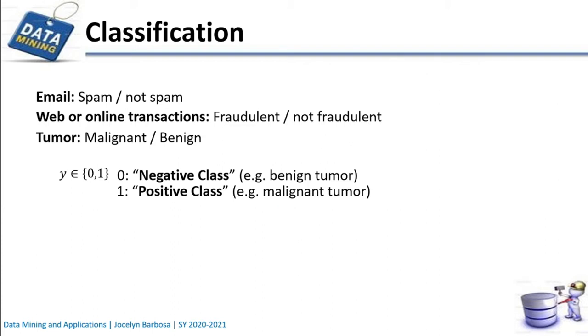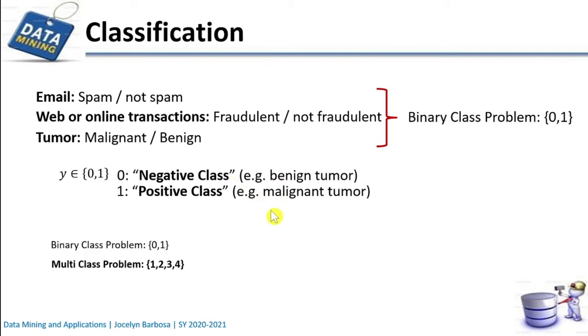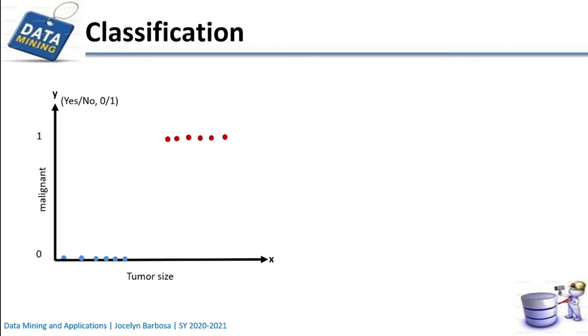For now, we'd like to look at the classification problem having two possible values of our variable y, and so we call it a binary class problem that has either a value of 0 or 1, or yes or no, or true or false. But we also have another type of classification problem having more than two values, and in this case we call it a multi-class problem that can have a value of 1, 2, 3, or 4. So how do we create a classification algorithm?